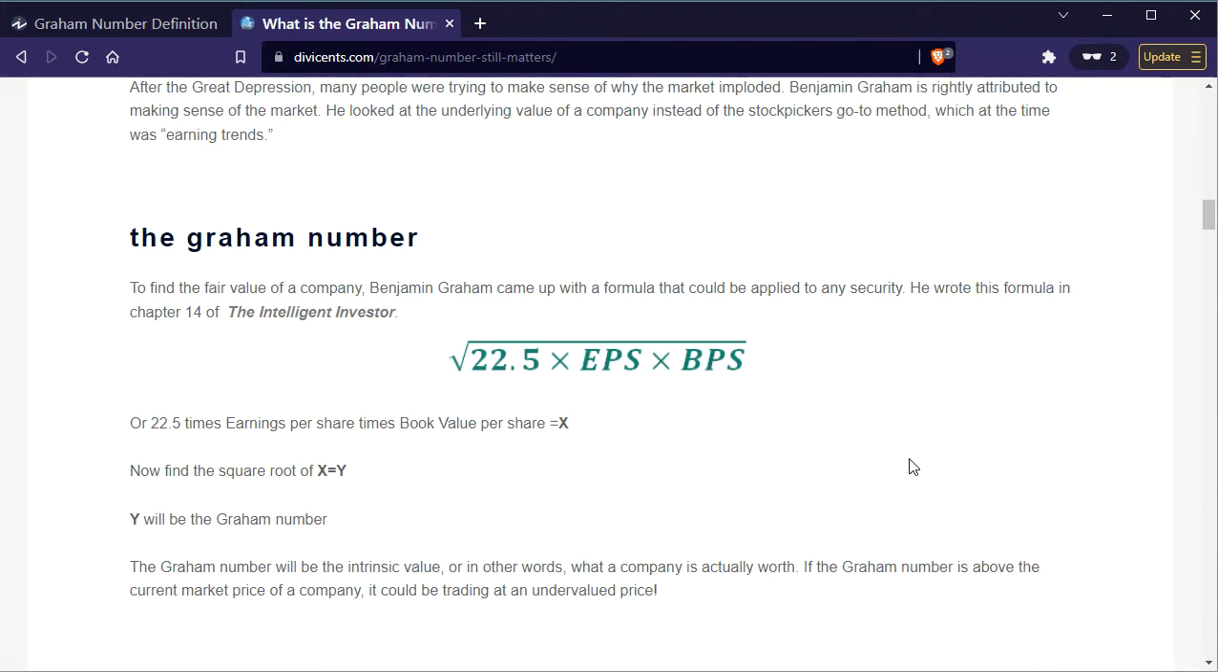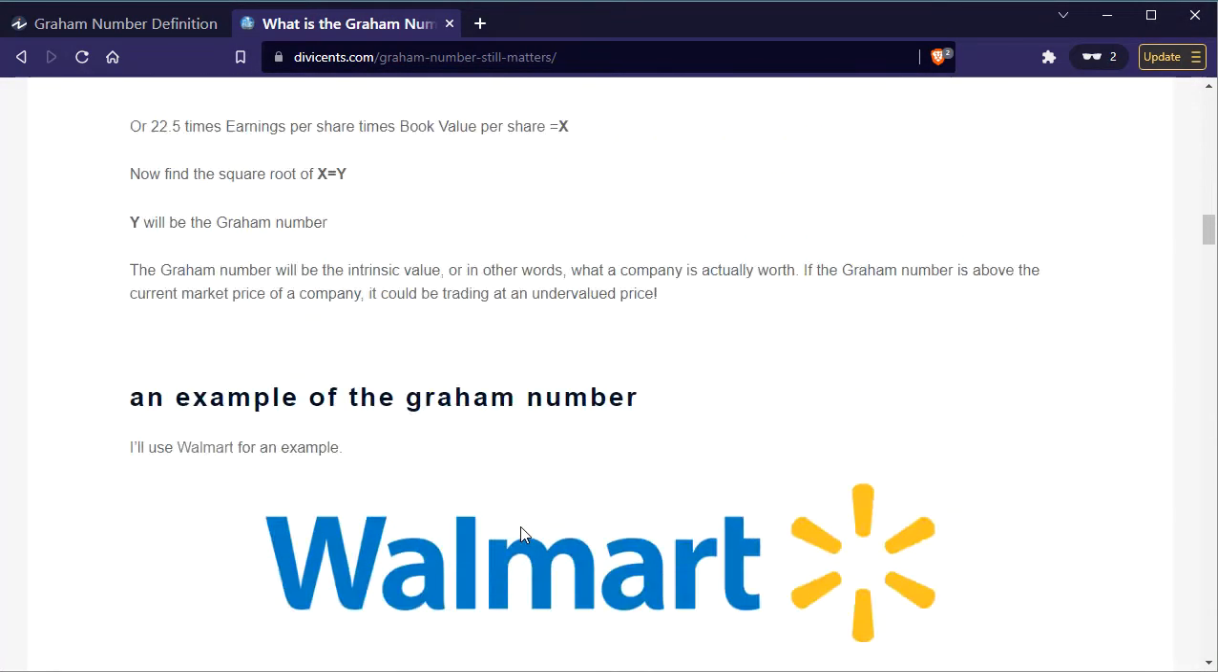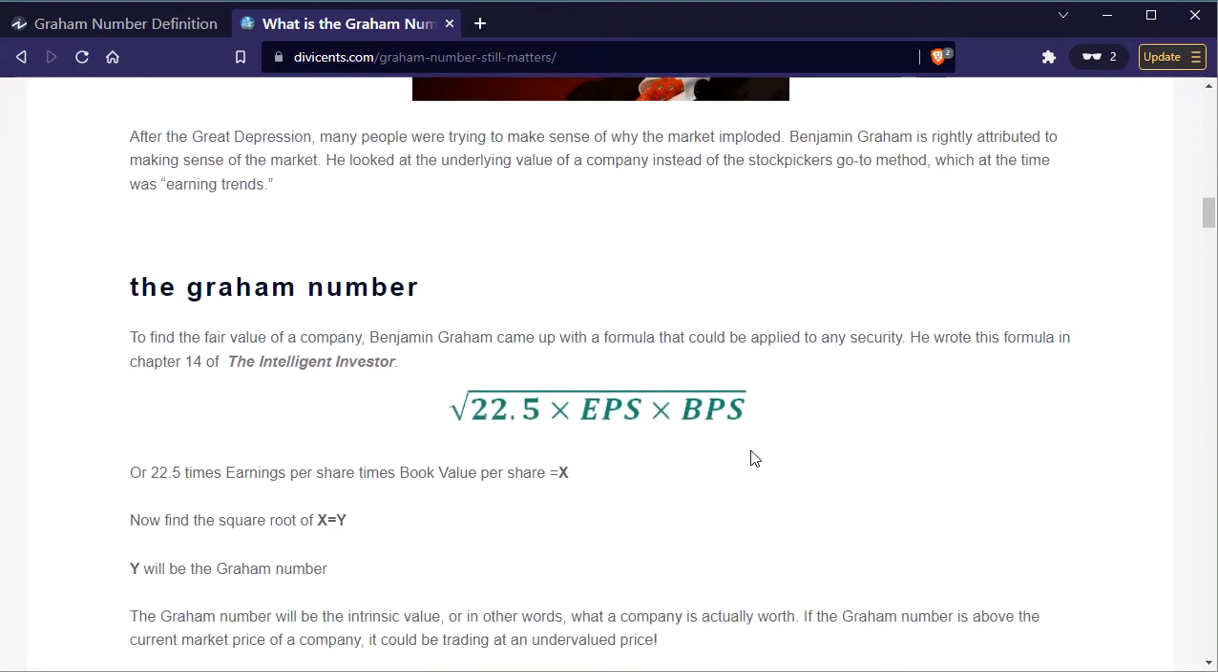So yeah, to calculate Graham's number, we have to get two data of a company or of a stock, same thing. EPS, which means earnings per share, and book value per share. These two should be considered for calculating the Graham's number. And by using this formula we'll get the number. And here's an example as well, and it says that the number that we get after doing this calculation is the so-called value of the company.